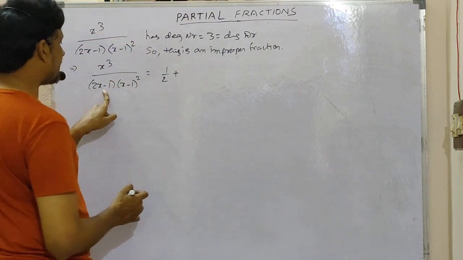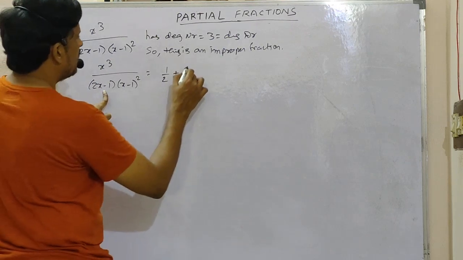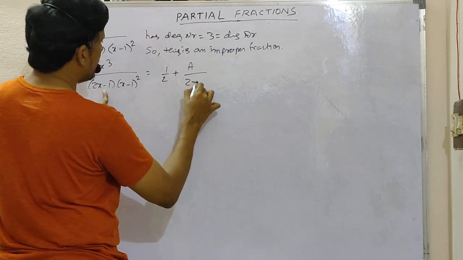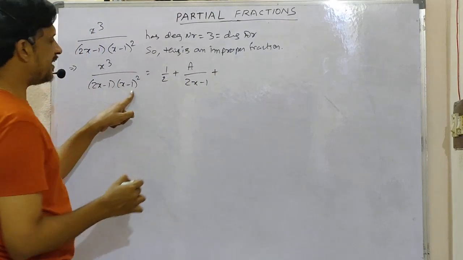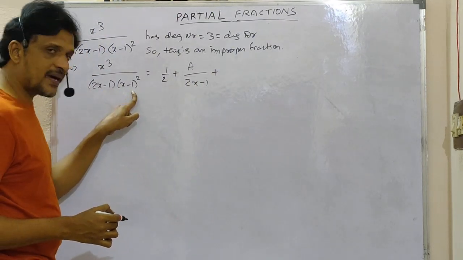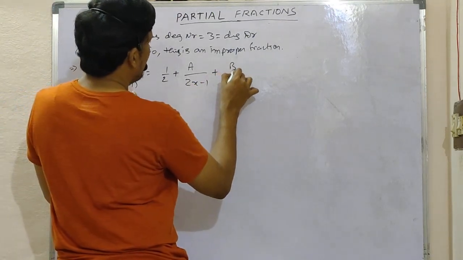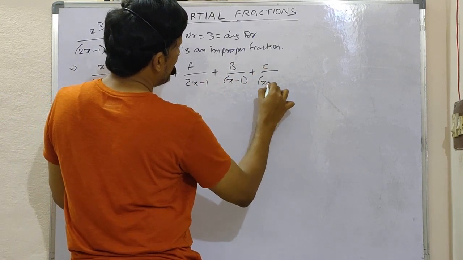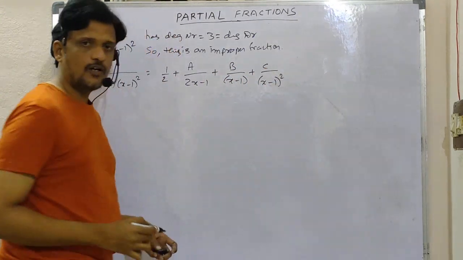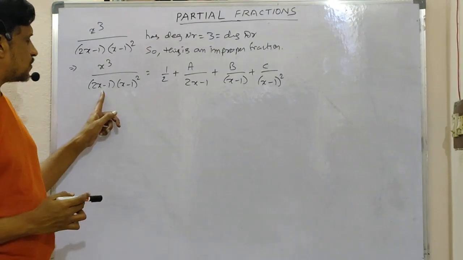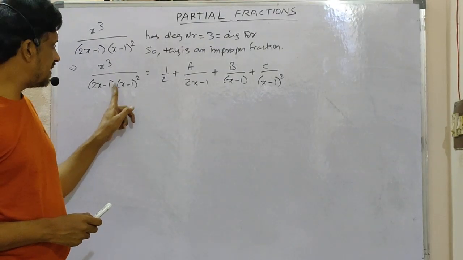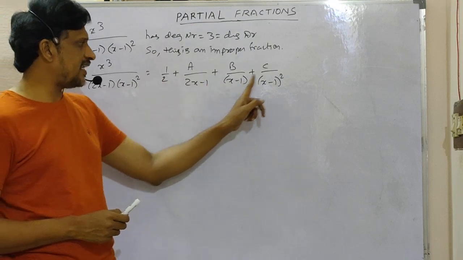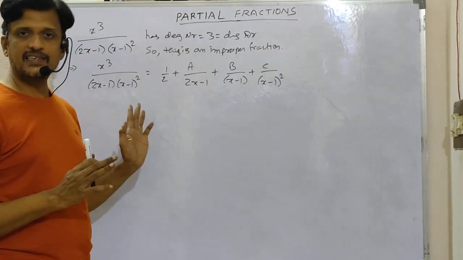Corresponding to the linear factor non-repeated 2x minus 1, you will get the partial fraction A by 2x minus 1. And corresponding to this repeated linear factor (x minus 1) whole square, you will get B by (x minus 1) plus C by (x minus 1) whole square. Okay, here this 2x minus 1 is a non-repeated linear factor. (x minus 1) whole square is a repeated linear factor. So you will get like this.